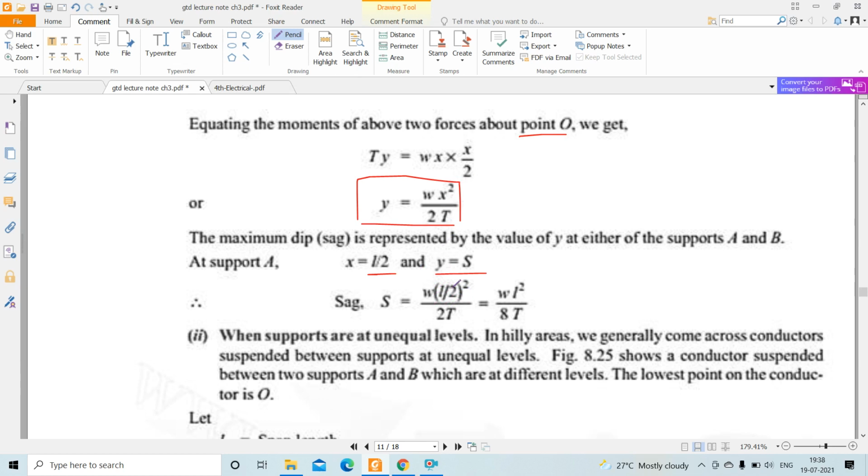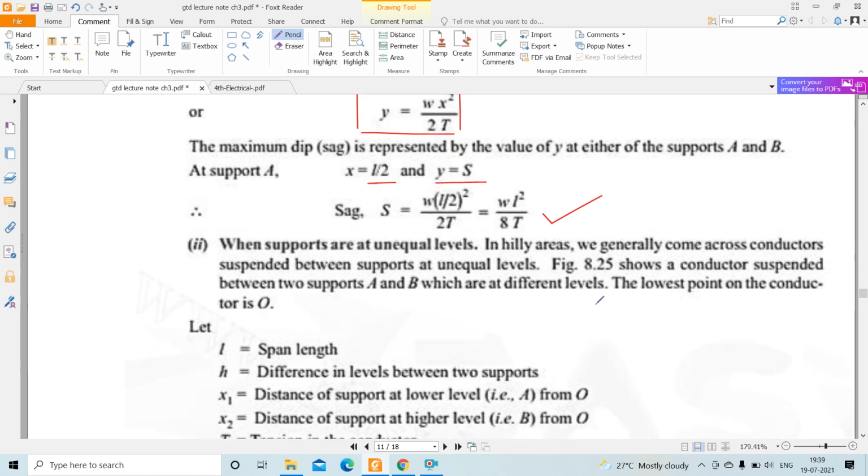So w L square divided by 8t, because 2 square is 4, and 4 into 2 is 8. So w L square by 8t. This is the formula for sag: S is equal to w L square by 8t when the supports are at equal level.